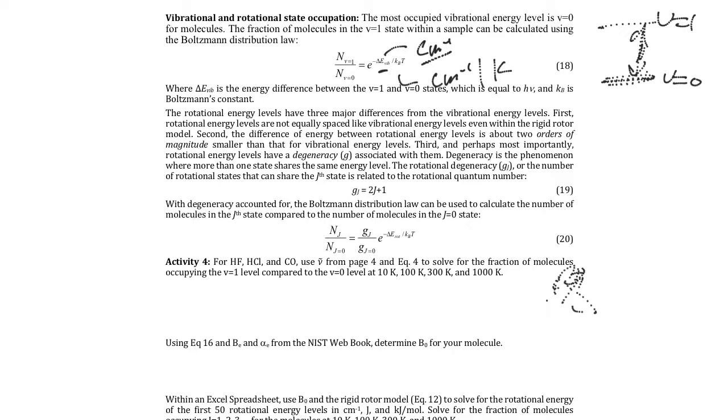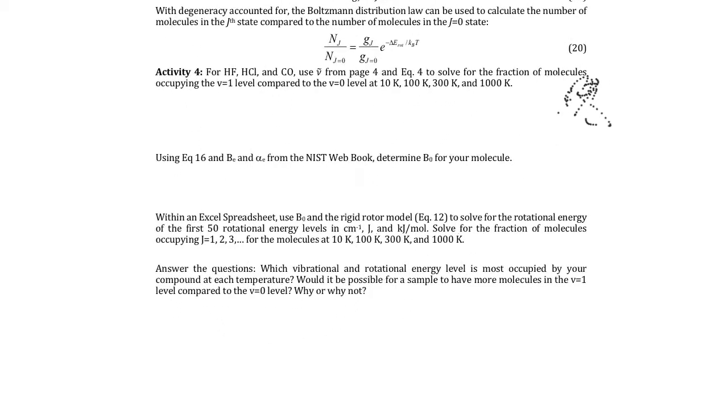And then the second part is going to require using Excel, because there's going to be a lot of calculations involved. The second part would be using B0, the BE and alpha E with equation 16. That's just relating BE and alpha E to B0. So solve for B0. And then within the Excel spreadsheet, try to solve for the first, say, 50 rotational energy levels. This is going to be a lot of rotational energy levels, especially for a molecule like carbon monoxide that has a relatively small rotational constant. But solve for the fraction of molecules that exist in J equals 1, 2, 3, etc. compared to J equals 0.